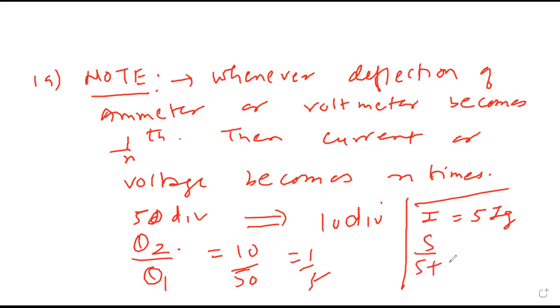Now S upon S plus G is Ig upon I for ammeter, if you can recollect the formula.